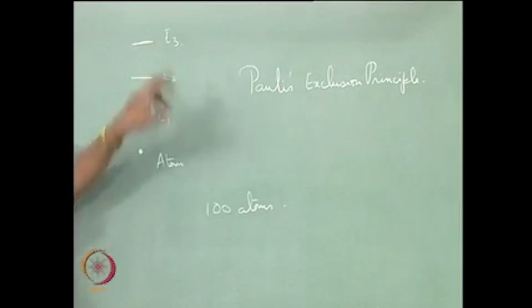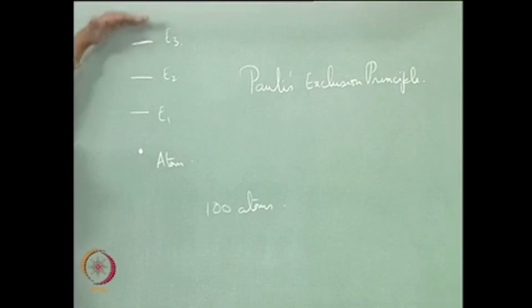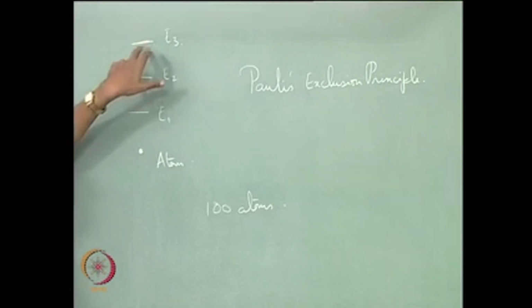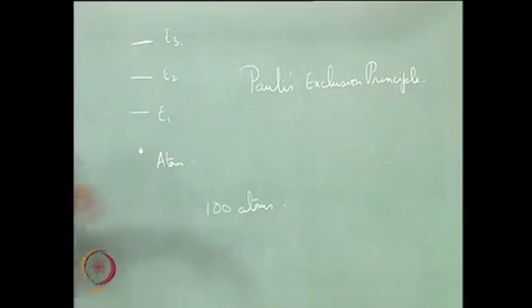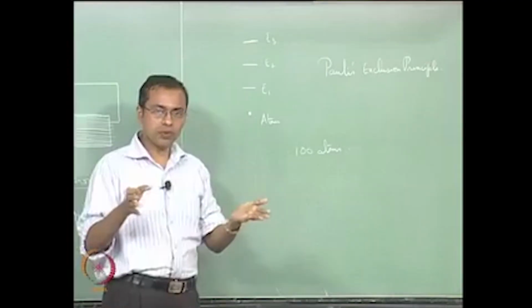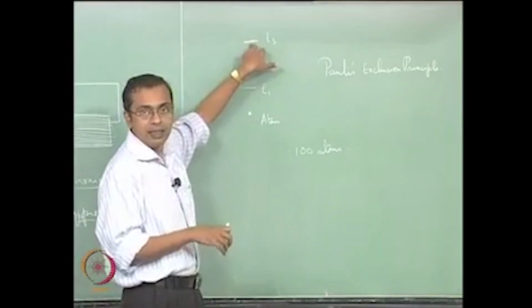That E3 energy value will now split into 100 different energy values. Let us assume for the moment that it is a single state, maybe it has 2 electrons per state, whatever, we will assume it is a single state there, and it will now split into 100 states. Because you have brought 100 atoms together, there are 100 electrons that need to be accommodated. All of those original 100 electrons were at E3.